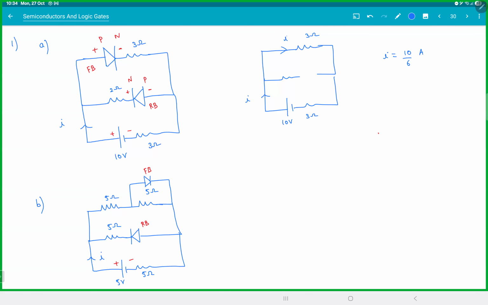Do the B part. I'll give you a minute or two. Generally, these are the diode questions normally in the exam. You should just figure out whether it's forward or reverse bias. Forward bias, you remove the diode and put a wire. Reverse bias, remove it. Draw the new circuit and solve.